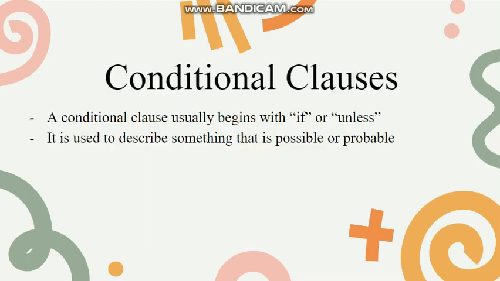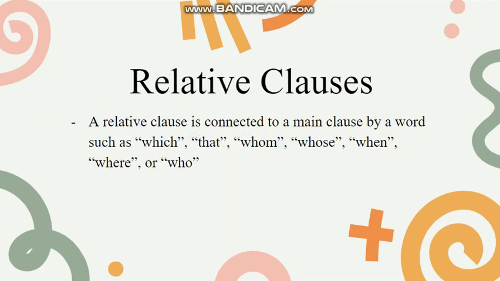Another type of clause would be the conditional clause. A conditional clause usually begins with if or unless, and is used to describe something that is possible or probable. There is also the relative clause. A relative clause is connected to a main clause by a word such as which, that, whom, whose, when, where, or who.